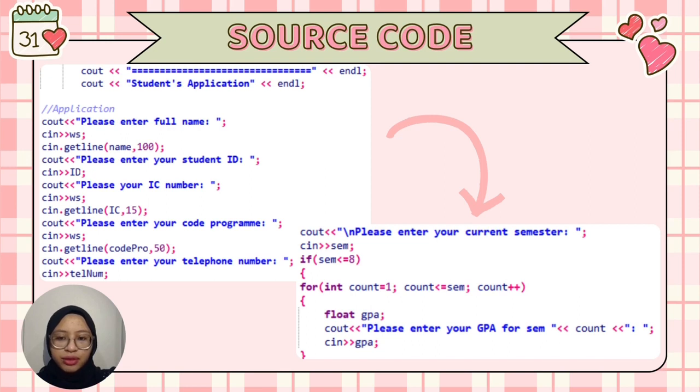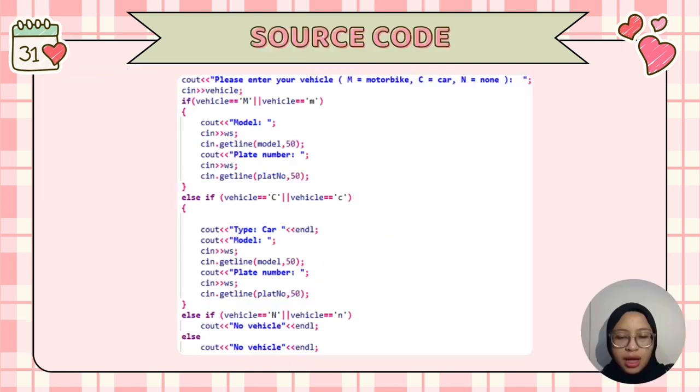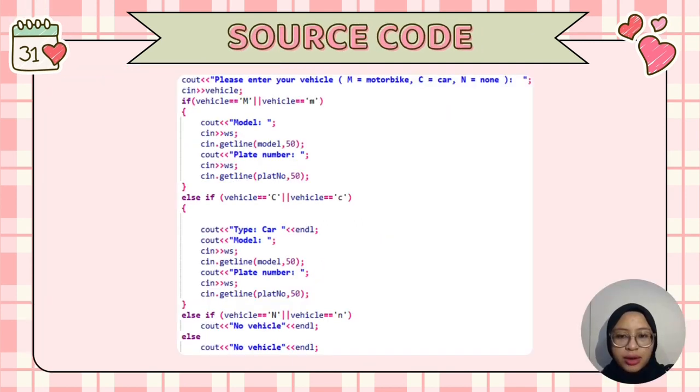They need to enter their full name, student ID, IC number, code program and telephone number. Then, they need to enter their current semester. After that, they need to enter the GPA for the sem. After that, they need to clarify whether they have vehicle or not. If they have vehicles, they need to share their models and the plate number.